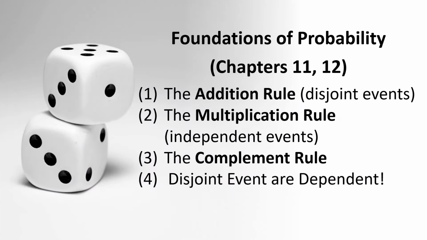So next we look at the foundations of probability. And so you need to remember the 4 basic rules of probability. We have an addition rule for disjoint events, a multiplication rule for independent events, the complement rule, and also you need to remember that disjoint events are dependent events.